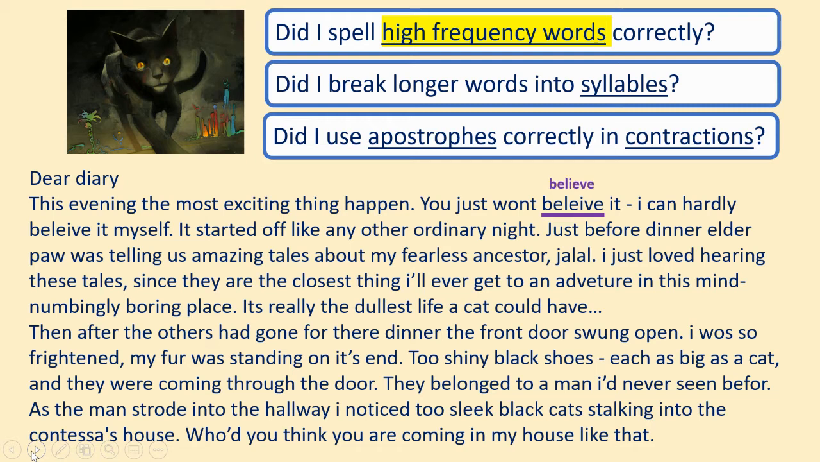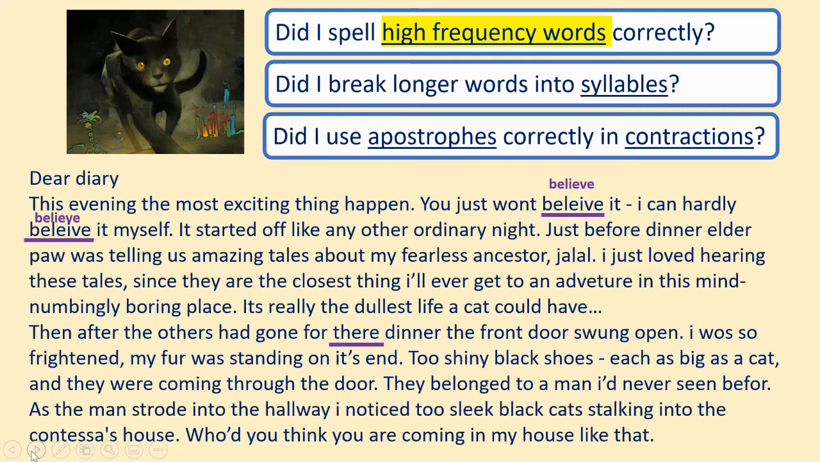Believe, B-E-L-I-E-V-E. Okay, well done if you got that right. And I did it again here, and it should be B-E-L-I-E-V-E. Okay, let's see what other high frequency words we've spelt incorrectly.